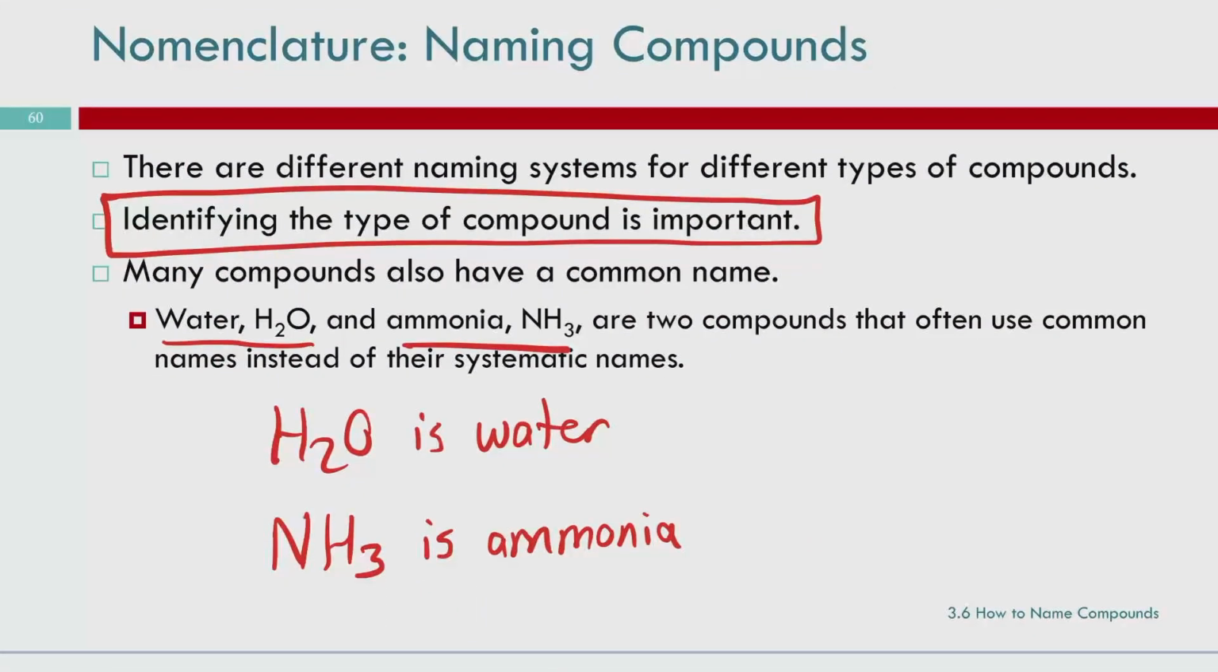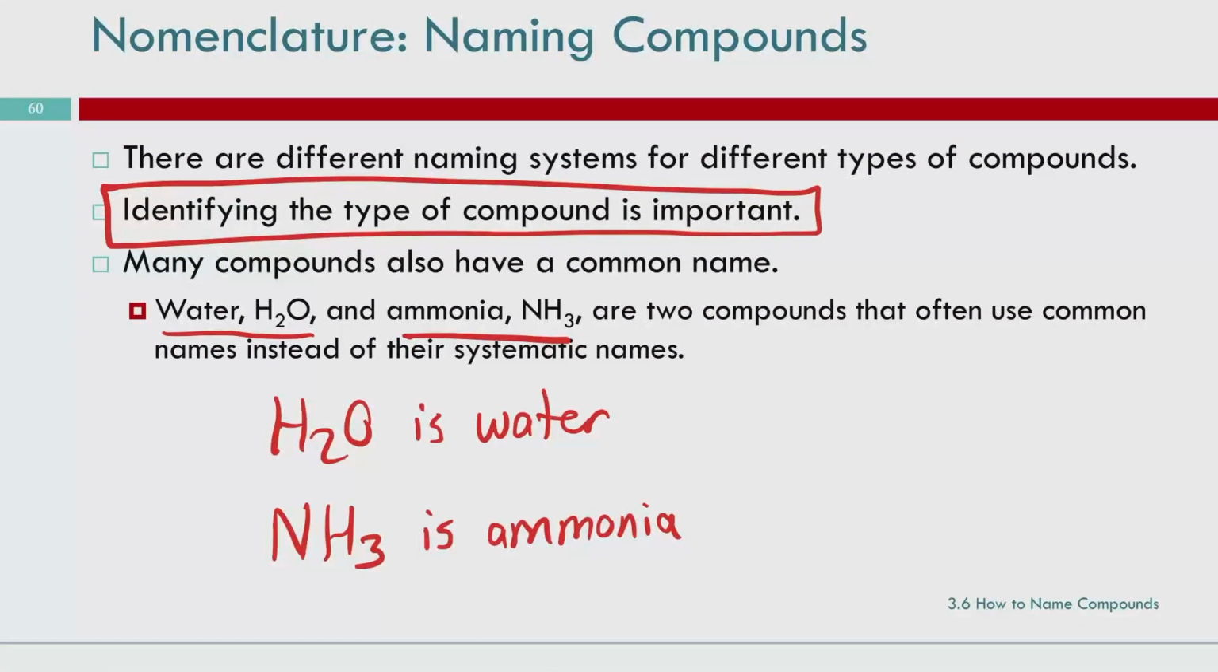So when we're getting to nomenclature, that's naming compounds, identifying the type of compound is very important. There are 3 classes of compounds that we need to be able to identify. The first one was ionic compounds. We talked about those on the previous slide. The second one is molecular compounds. Those are nonmetals only. And the third one is acids, and acids always have an H in front, and we'll talk about those when we get to them.